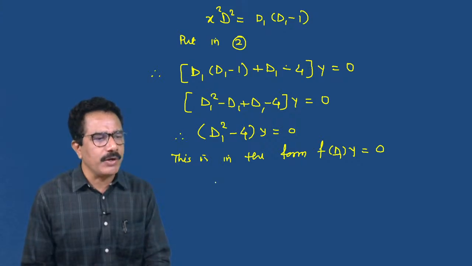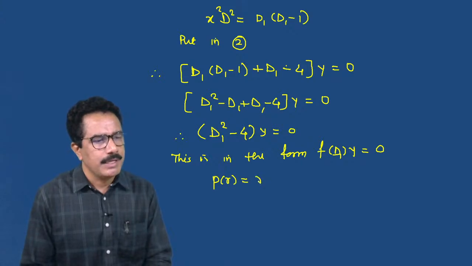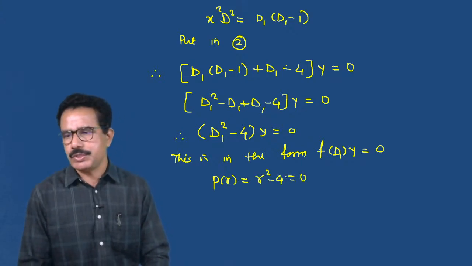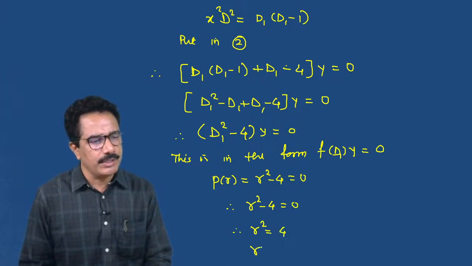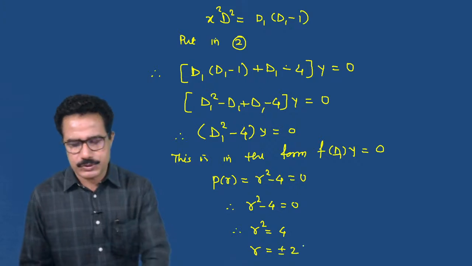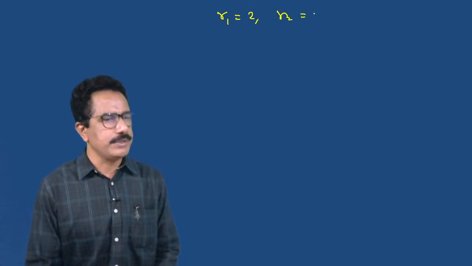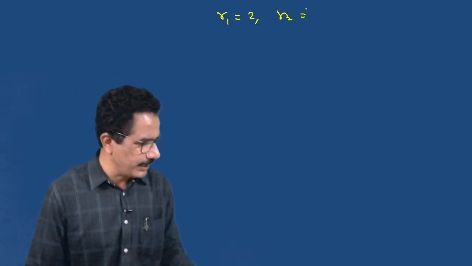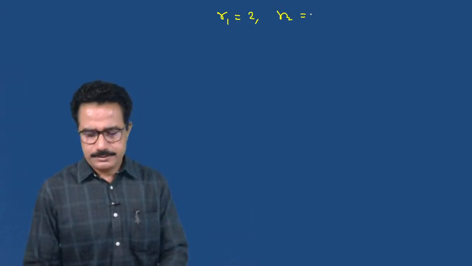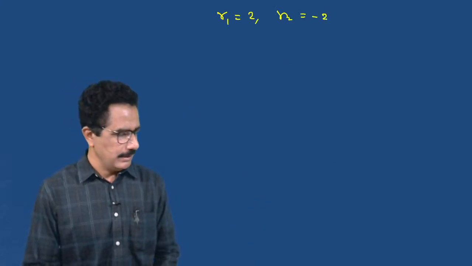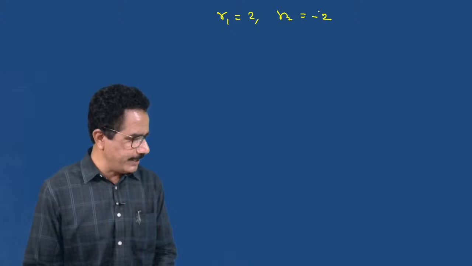So the characteristics polynomial is p of r square minus 4 is equals to 0. So r square minus 4 is equals to 0. So r square is equals to 4. So r is equals to plus or minus 2. So we can write r1 is equals to 2, r2 is equals to minus 2. बरोबर आहे का रे? This goes to the solution minus 2.